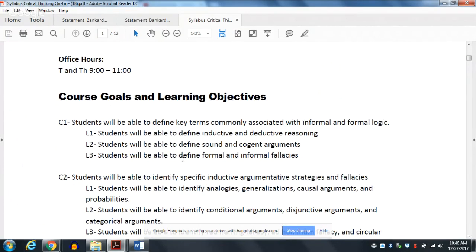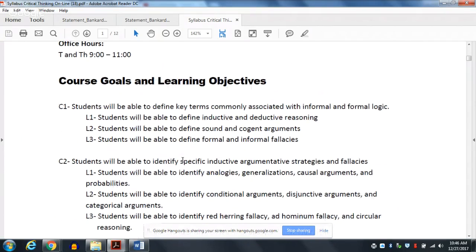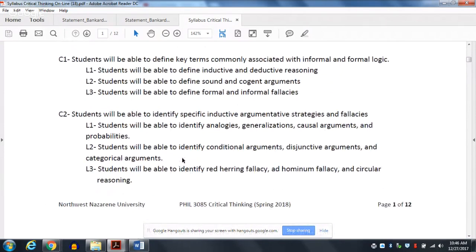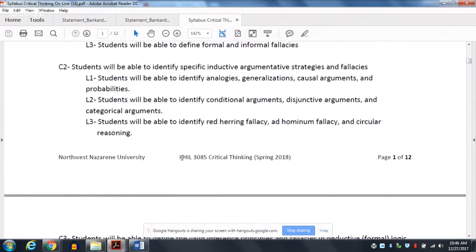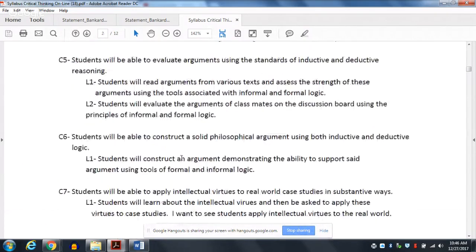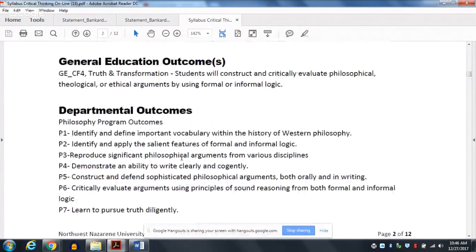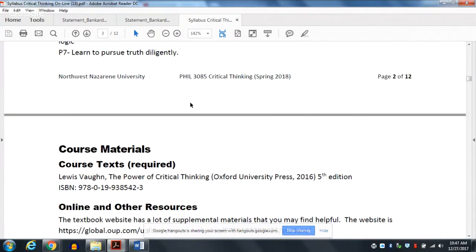You can see the learning goals and objectives. I'll let you read these on your own. These are the kinds of things I'm looking for. I'm trying to assess through various assignments. This is a general education class, and the outcome for general education that I'm trying to assess is, can you evaluate arguments using logic and critical thinking? Can you construct an argument using logic and critical thinking? These are the general education outcomes that I'm looking for here.